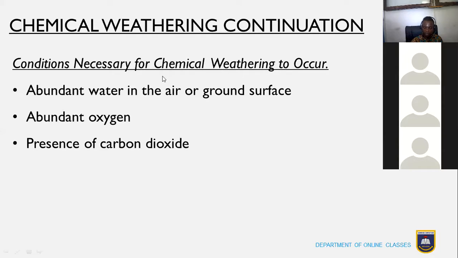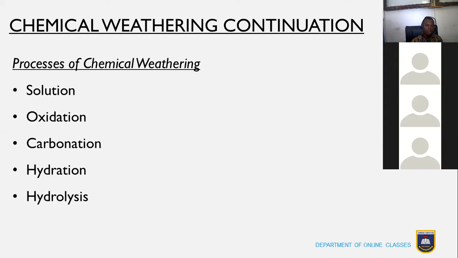All right. So let's look at the various processes involved under chemical weathering. Basically, we'll look at 5 processes under chemical weathering. The first one is solution. The second one is oxidation. The third one is carbonation. The fourth one is hydration. Then the last but not least is hydrolysis.